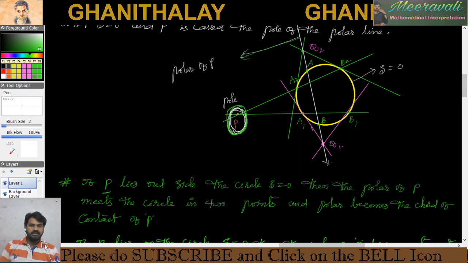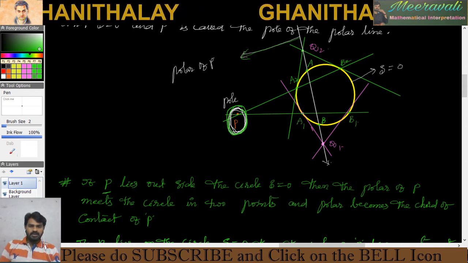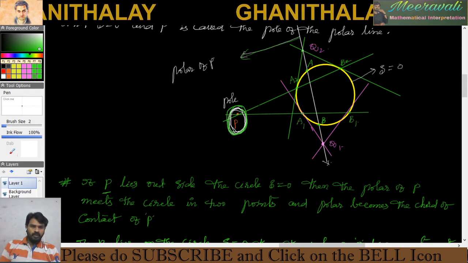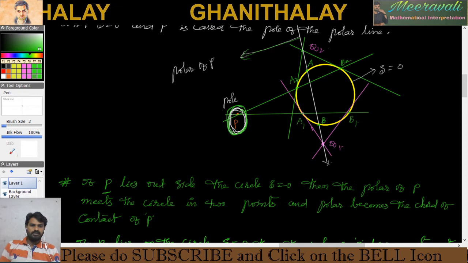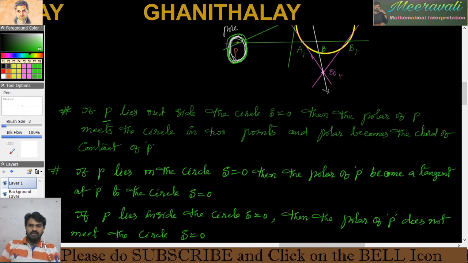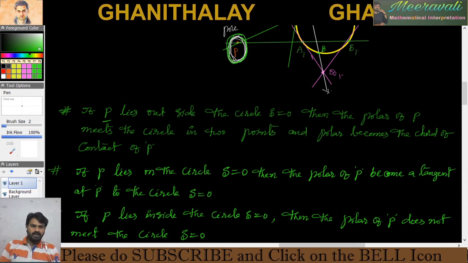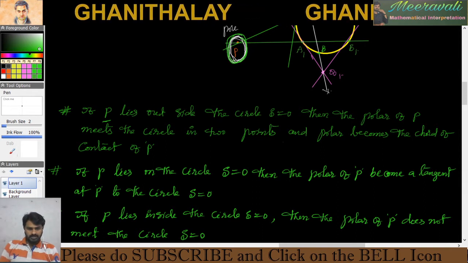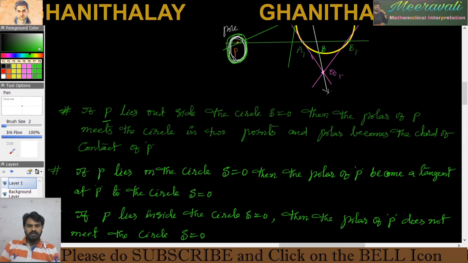In this case, if you take any point P outside of the circle, now the polar will be the chord of contact of the point P. So that is the first condition. If P lies outside of the circle S = 0, then the polar of P meets the circle in 2 points, and especially the polar becomes the chord of contact of P.